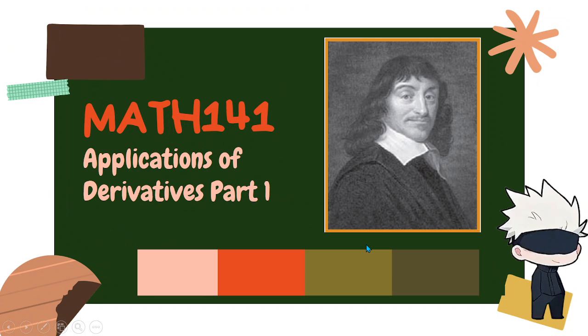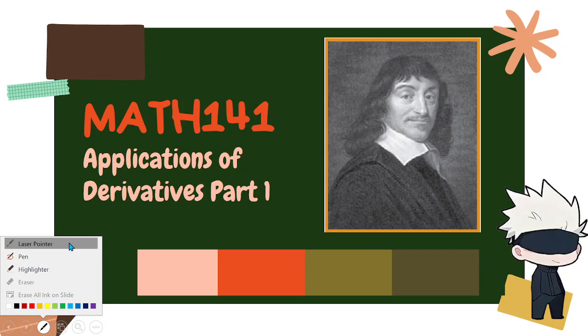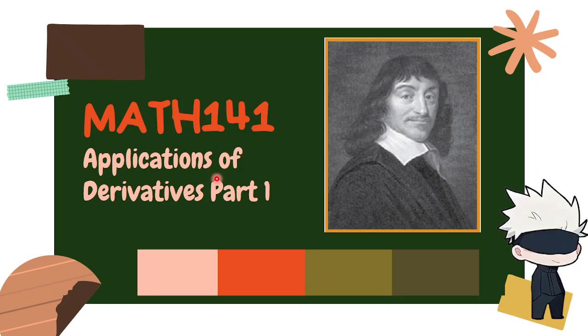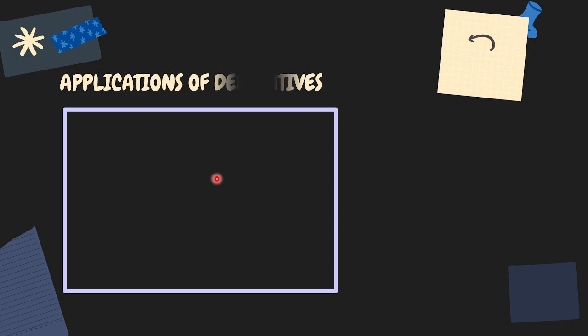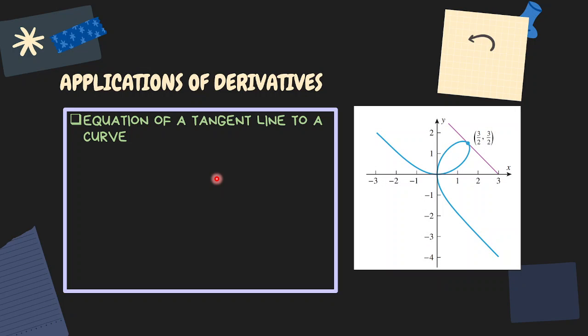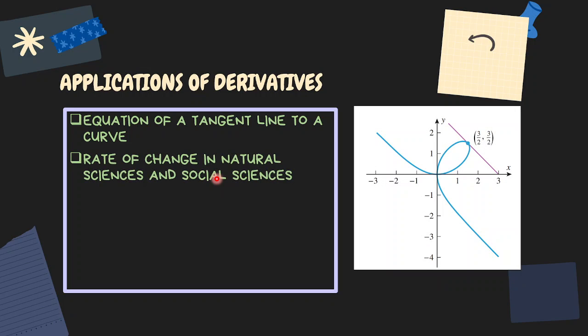So this is part one of our lecture on applications of derivatives. In the applications of derivatives, there are five types of problem. First is the equation of the tangent line to a curve. The next is the rate of change in natural sciences and social science. The next is the related rates.